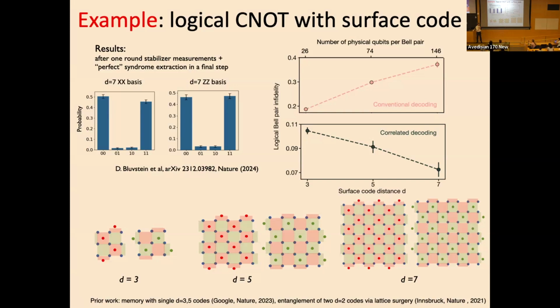And the importance of this joint decoding is, it turns out, very significant in connection with these transversal gates. We have a question here.